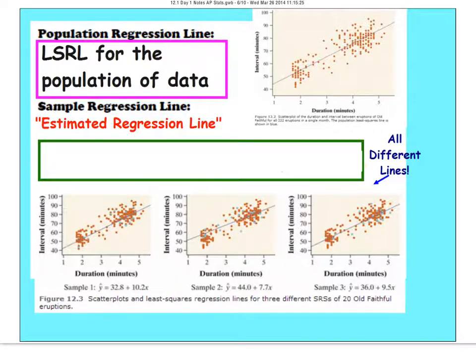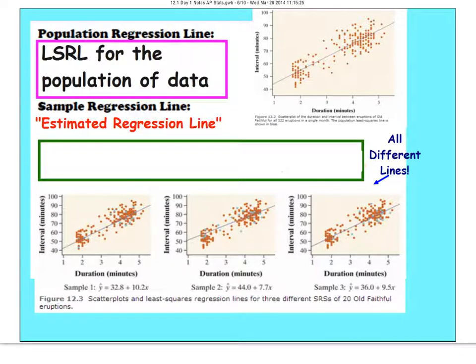Let's talk about the formal process of analyzing 2 quantitative variables in the format of a scatter plot. What that is looking at is the population regression line. Remember, the population regression line would be the least squares regression line for the population of data.